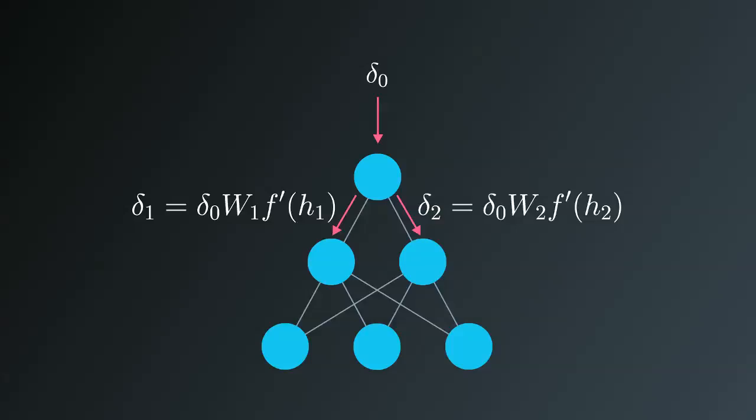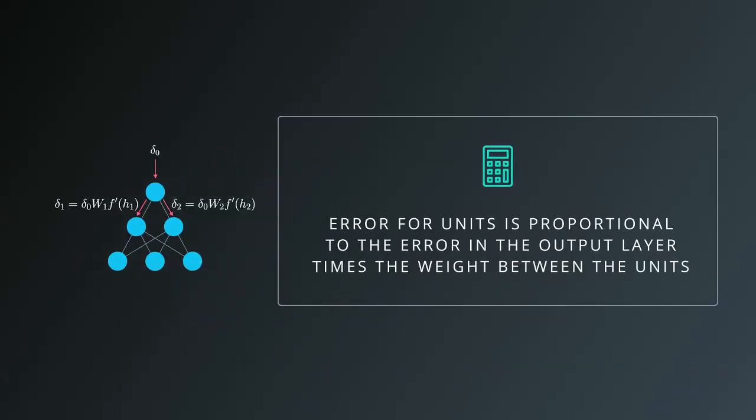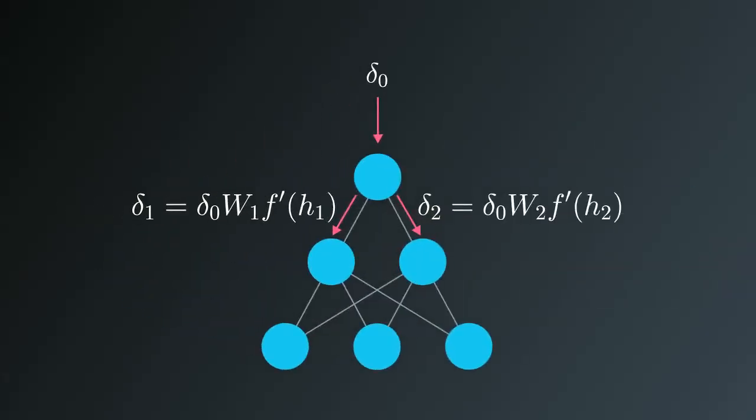Before, we found the errors by taking the derivative of the squared errors with respect to the weights between the input and output layers. If we do that with a hidden layer using the chain rule, we find the error for units there is proportional to the error in the output layer times the weight between the units. And this makes sense. A unit with a stronger connection to the output node is going to contribute more error to the final output. Here you see the error times the weights.